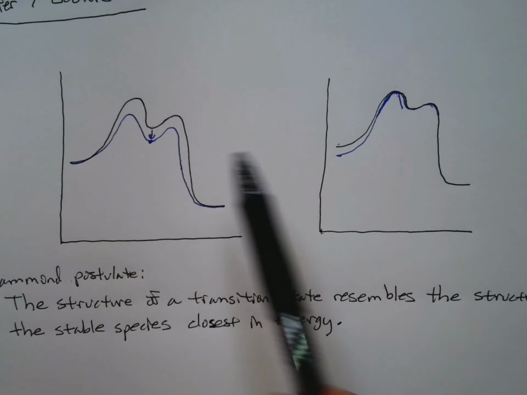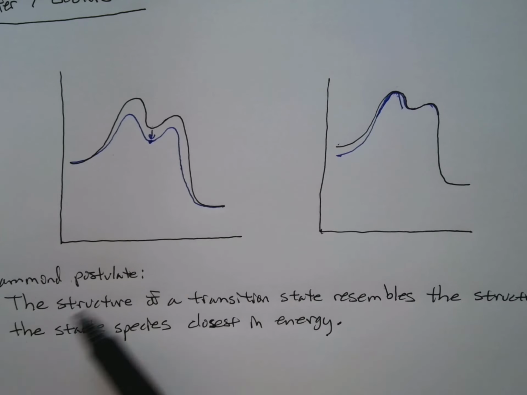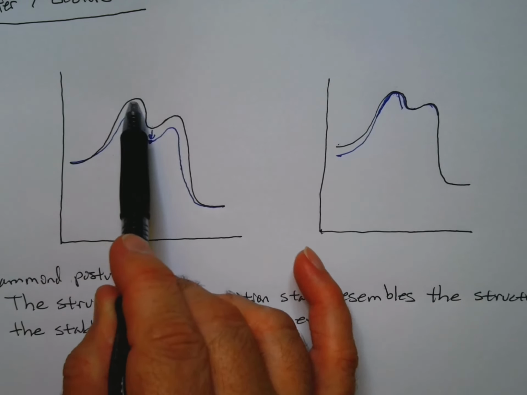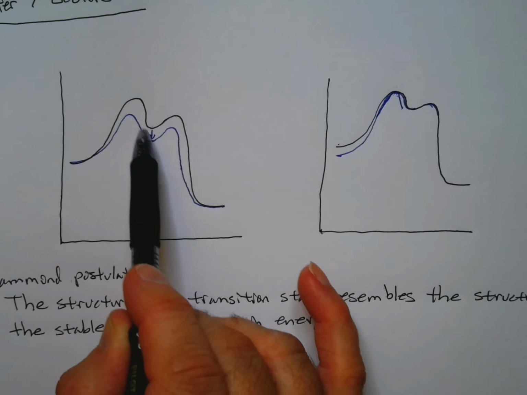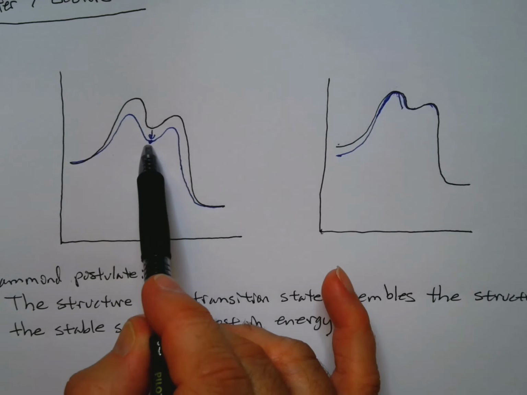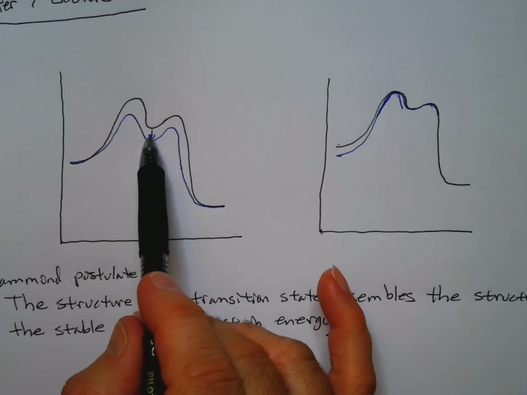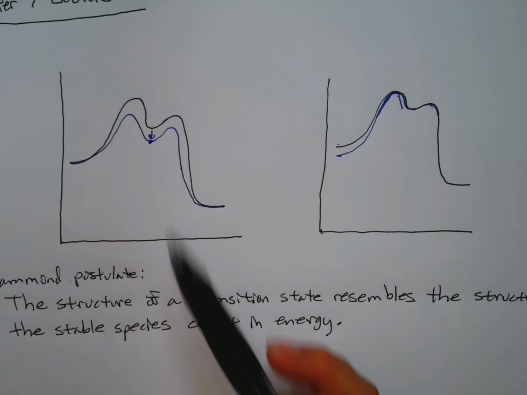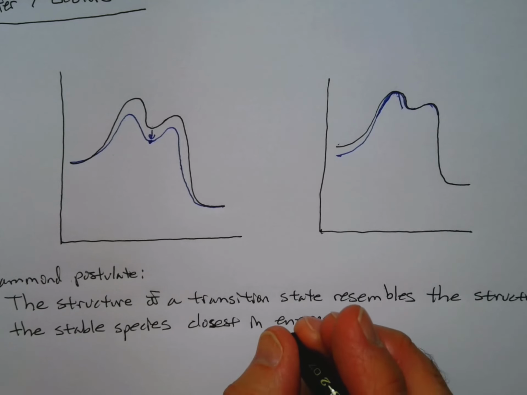The text goes on to say that transition states for endergonic steps, so endothermic steps, typically resemble the product. So this is endothermic here, so that transition state is going to look more like the product of that step, so the intermediate of the overall reaction. Transition states for exergonic steps typically resemble the reactants more closely.